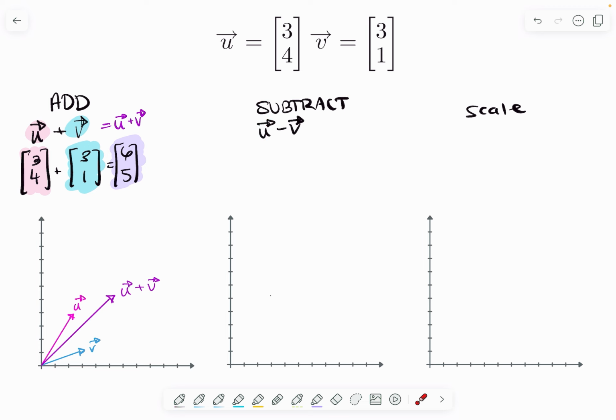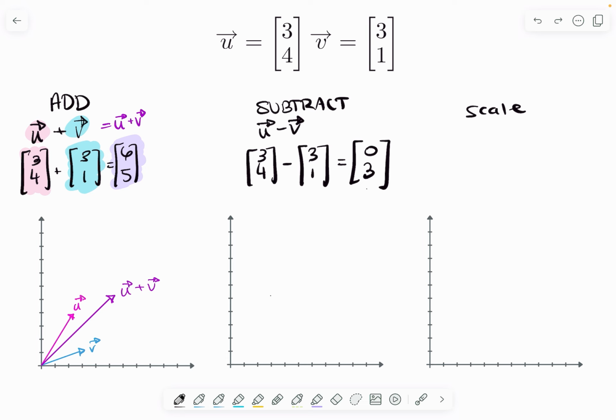Now let's subtract them. I want to do vector u minus vector v. So it's the same thing. You just do 3 minus 3, that's 0, 4 minus 1, that's 3. That's your answer. But to be specific, we're doing vector 3, 4 minus vector 3, 1, which is equal to 3 minus 3, 0, 4 minus 1, 3. That is your resulting vector.